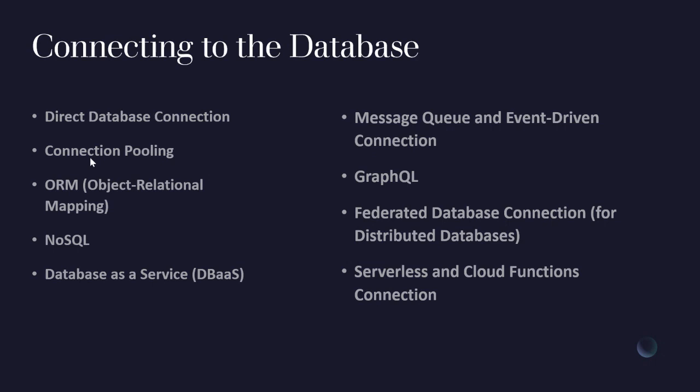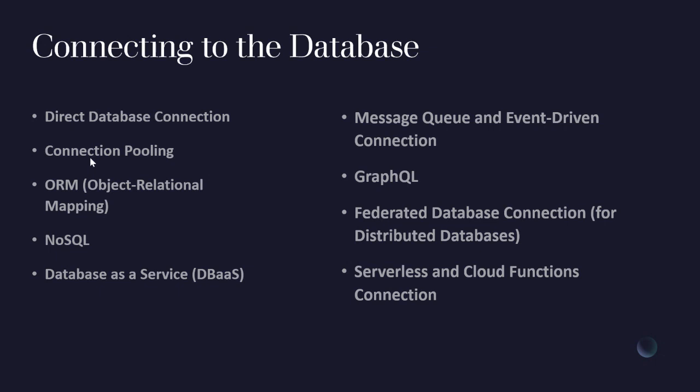Okay, so the next one is connecting to the database. Connecting to the database in a Node.js microservice involves establishing a connection to a database server from your microservice code. There are a few points you can keep in mind while choosing the database. First, you need to choose the database, like which type of database you are going to integrate. You also need to install the database driver, and configure the database connection.